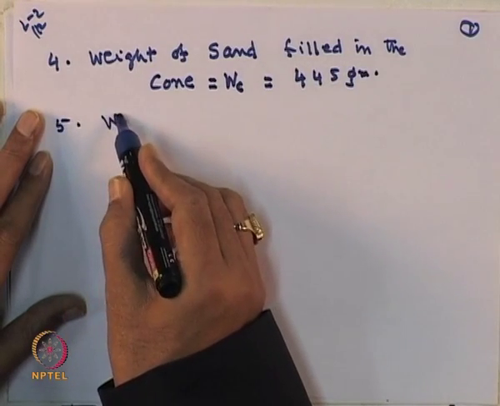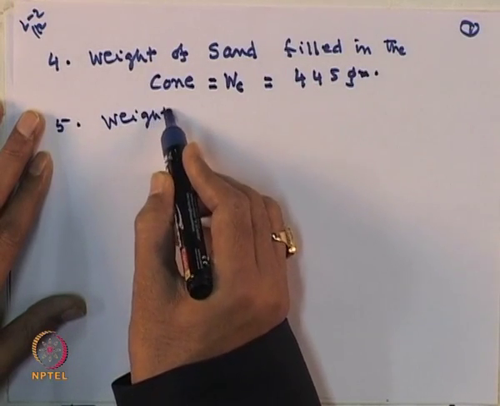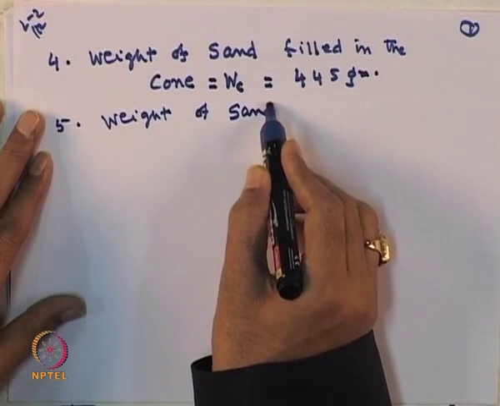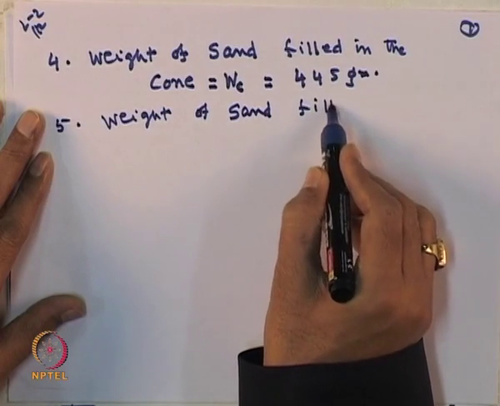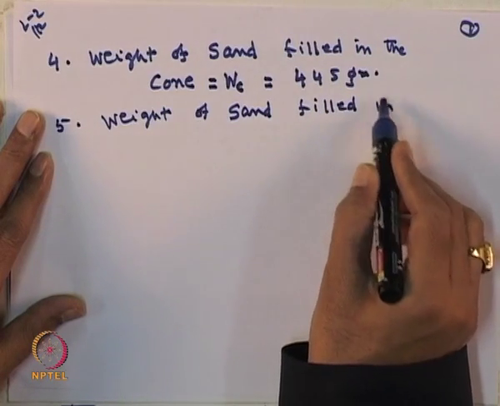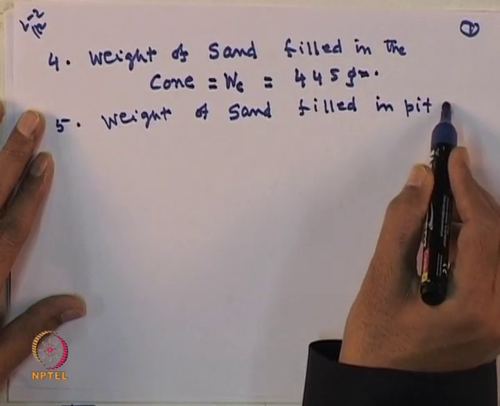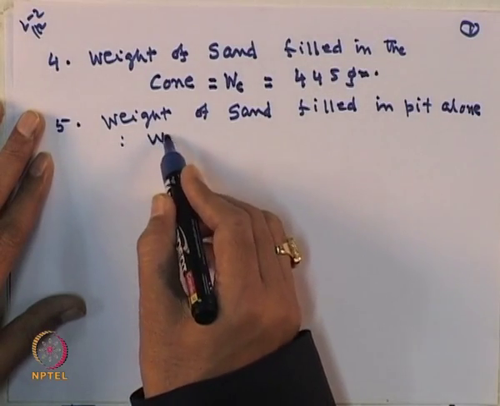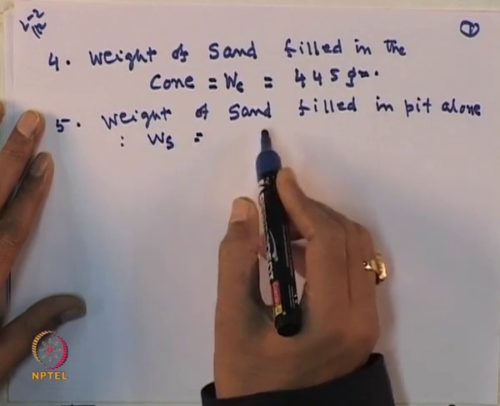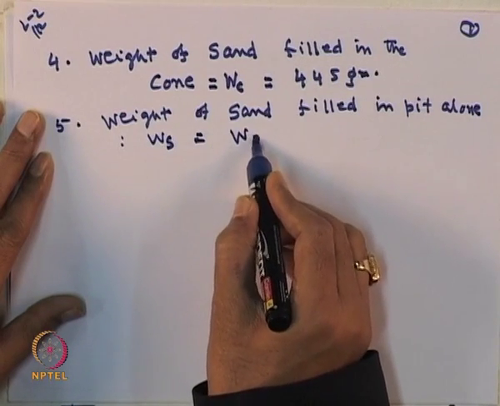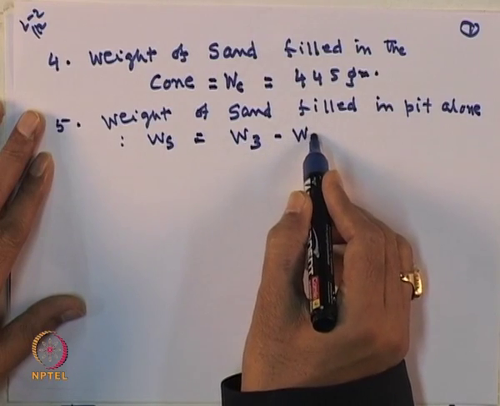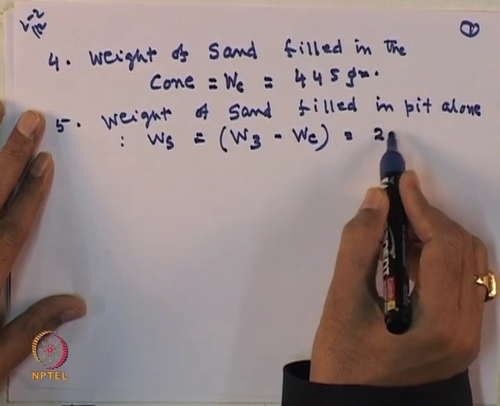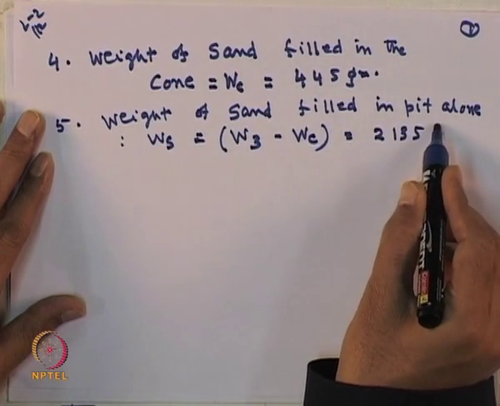Then weight of sand filled in pit alone, that is Ws, will be equal to W3 minus Wc. So, this will be 2135 gram.